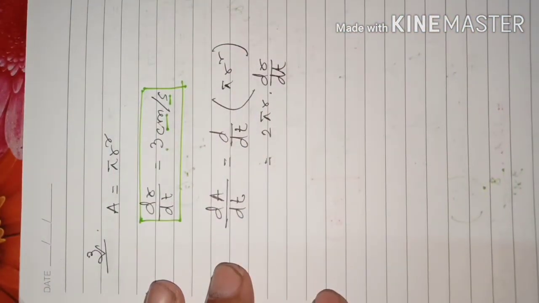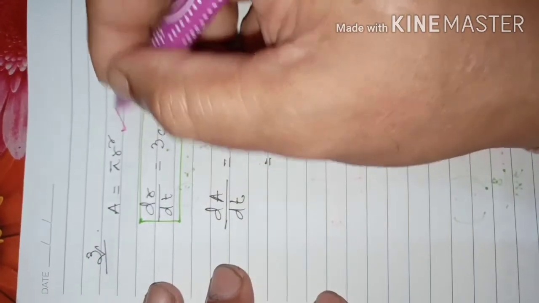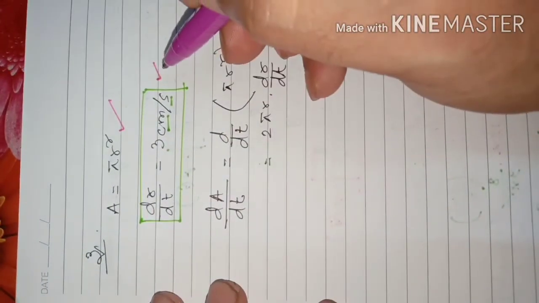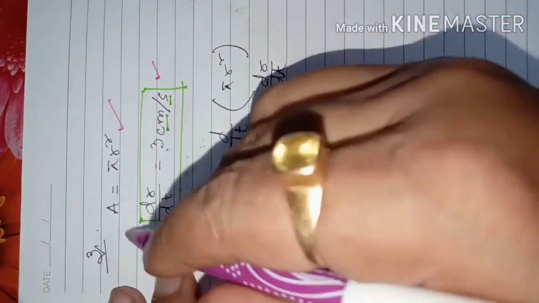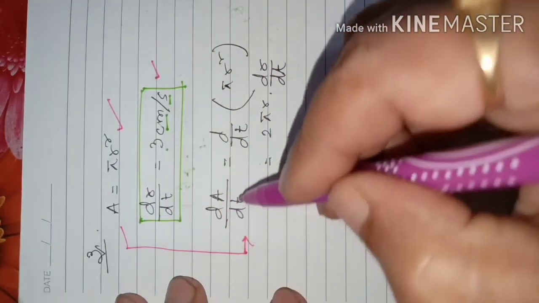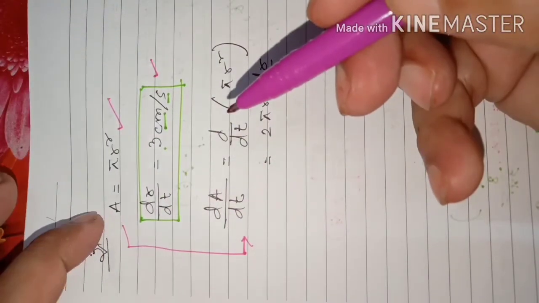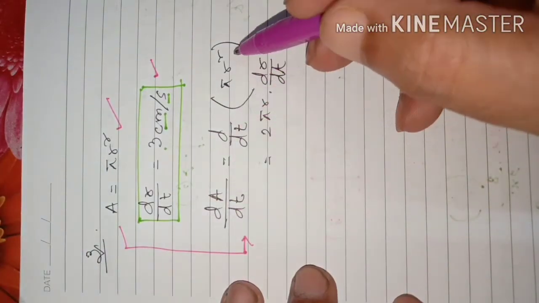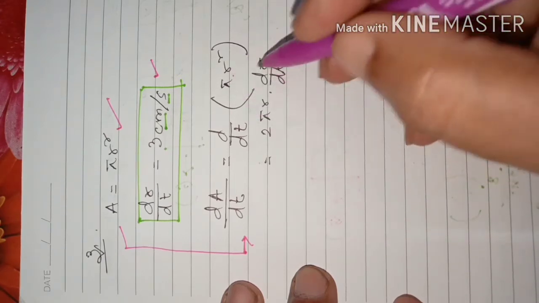First you write the formula for area. If the area formula is said, then whose rate is given, that one you write. Next, which rate is asked, that one you write. Means rate of change of area. That's why we are writing here d by dt of pi r square. It is 2 pi r into dr by dt.